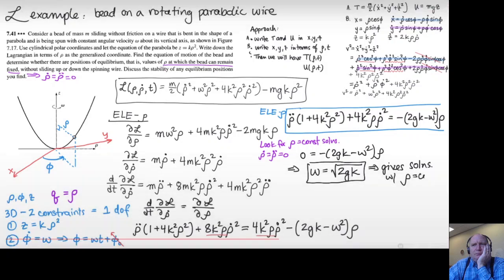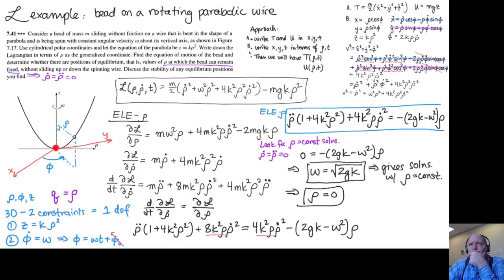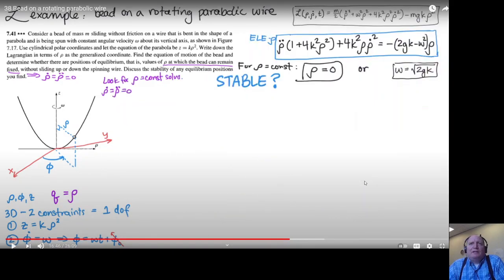With constant rho. There is, of course, one other way, and that is if rho itself is 0, then that satisfies this equation too. So there's another case, which is rho is 0. What that means is that your bead is sitting down at the origin, and as the parabola spins, the bead will remain at the origin. Okay, so both of these are solutions. So we have solutions, but now we want to understand, are these stable? All right, yeah, that's what I want to know too. I'm just going to get to it here, see what he does.